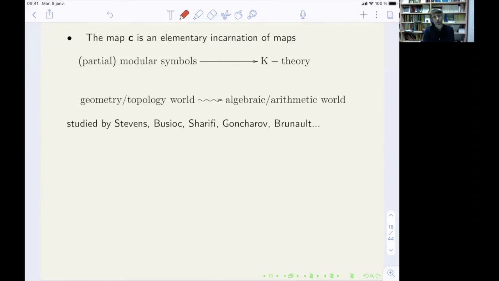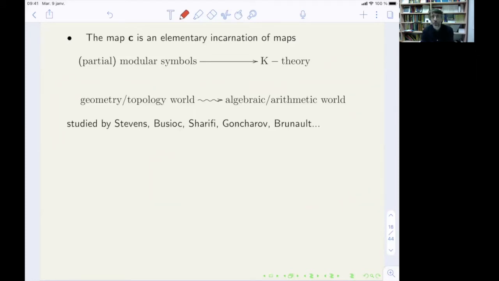I mentioned here Glenn Stevens, Busyog, who was a student of Glenn Stevens, Ramiar Sharifi, Goncharov, Bruno studied all these maps. And next week, let's make a little bit of advertisement. Next week, there will be talks by Sharifi and also a talk by Le Couturier that will precisely discuss this fancy map from partial modular symbols to K-theory groups.